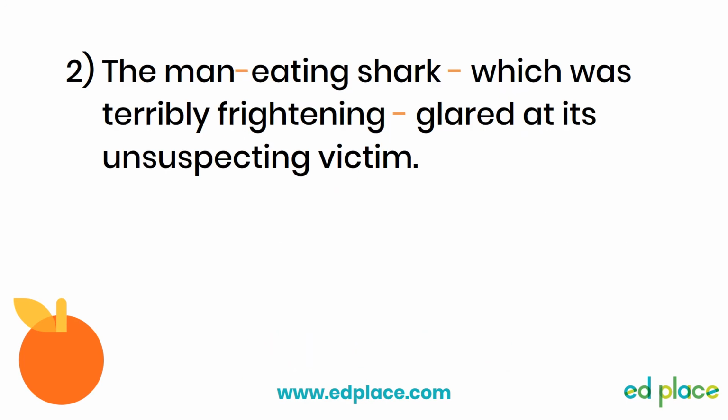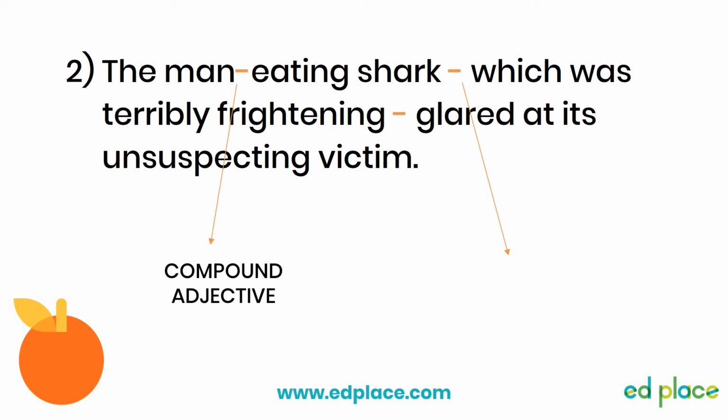In this next sentence, we have three possibilities of a hyphen or a dash. The first one is between man and eating. The word man-eating has been made to describe the shark, so this is a compound adjective and must be a hyphen. The next one, between shark and which. Shark which. That's not an adjective, a noun, or a number. It wouldn't make sense as one word.